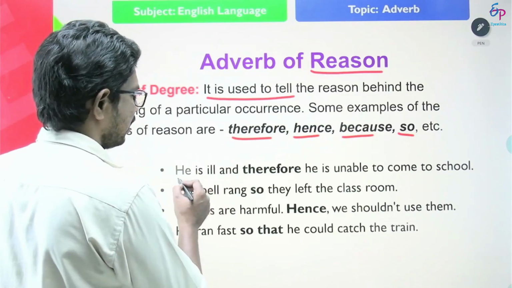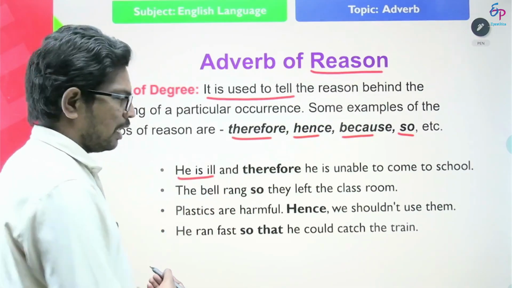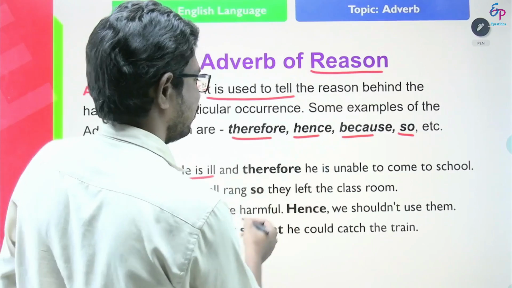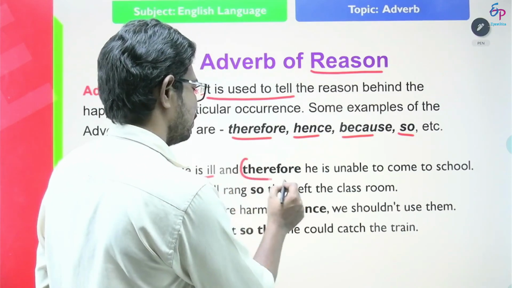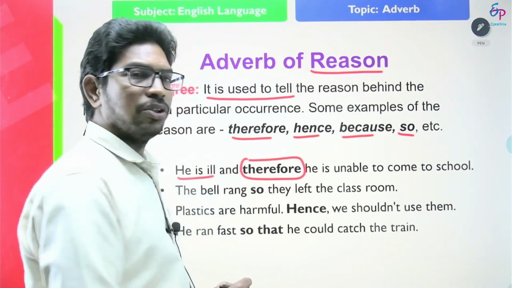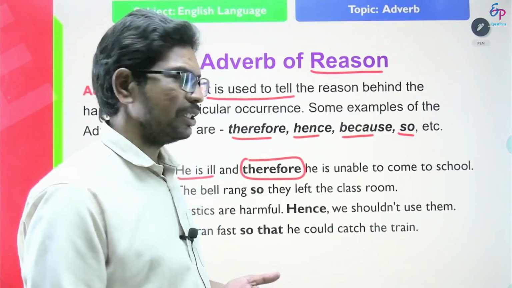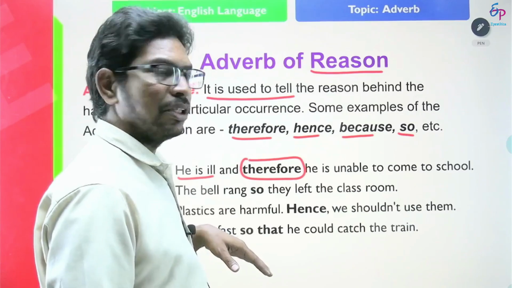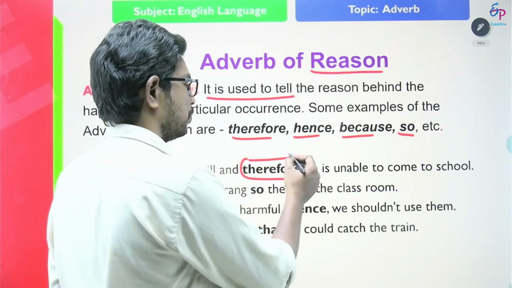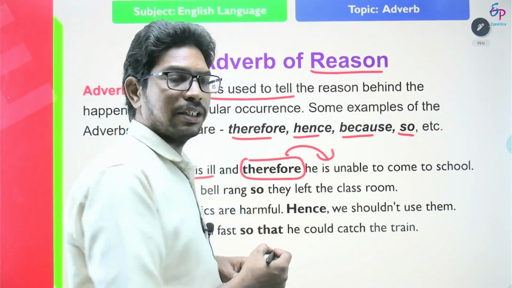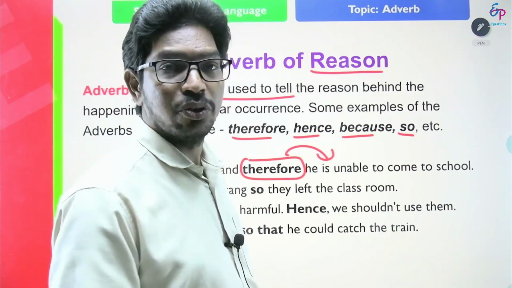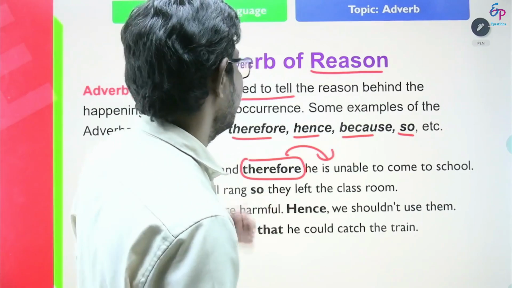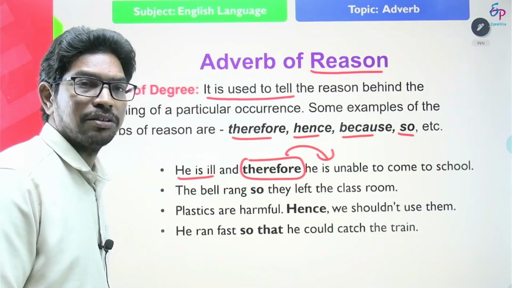He is ill and therefore he is unable to come to school. Here, therefore is showing the reason. What is that reason? He is ill. So it is showing the reason of that particular action. He is ill, therefore he is unable to come to school. The word therefore is used to tell the reason.